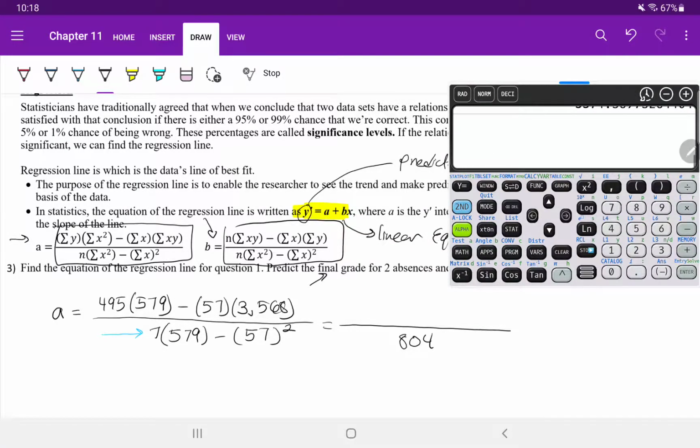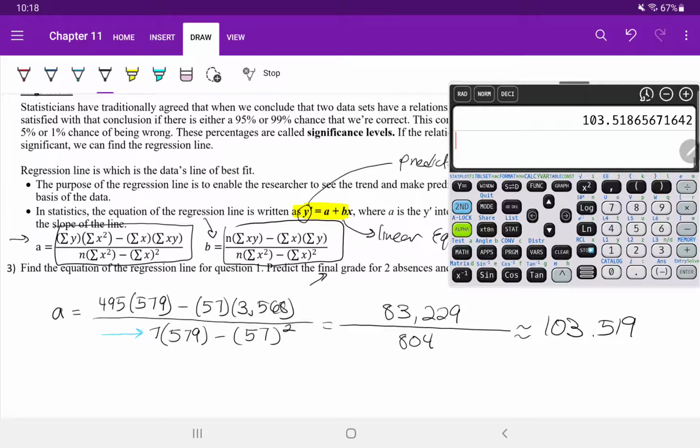Let's clear that. 495 times 579 minus 57 times 3568. We just did the correct. 83,229. And we can divide that by 804. And let's take three numbers after the decimal. That is approximately 103.519. That is my predicted y-intercept.